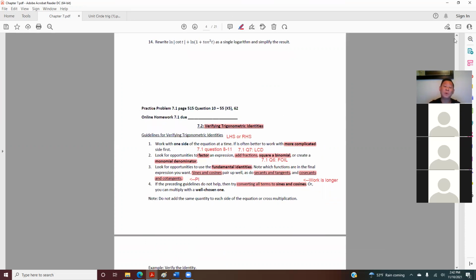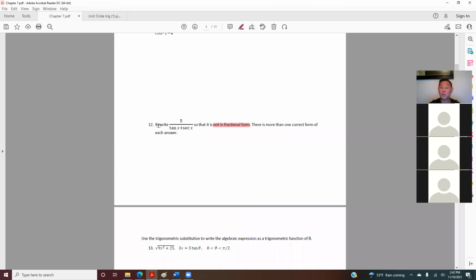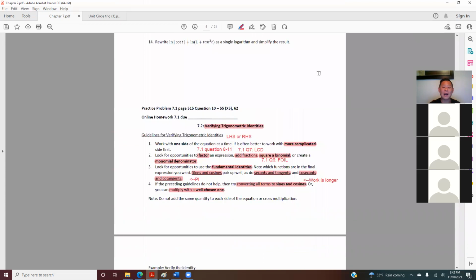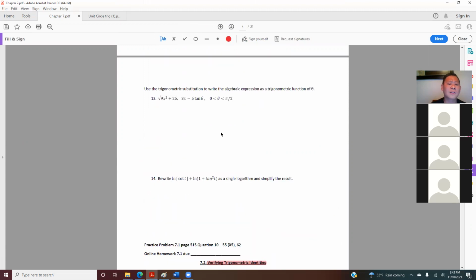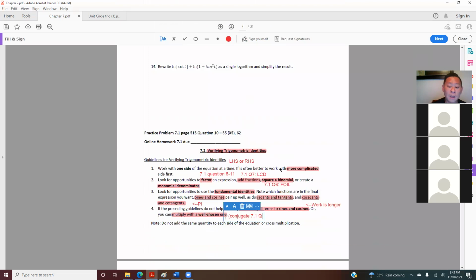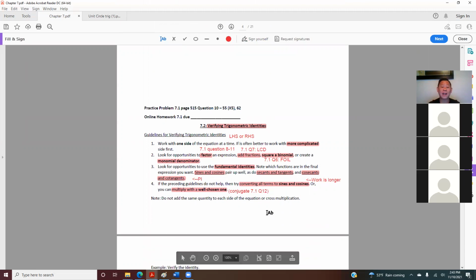And the last thing that we can also use is to multiply by a well-chosen one. This is the one that we just did, the one with question 12 here, where you try to change a fraction to a non-fraction. In this case, the well-chosen one means the conjugate. So this is in the 7.1 questions. What was the question we just did? 12. Okay, so that is also something we can do. So there are a lot of ways to verify trigonometric identities.